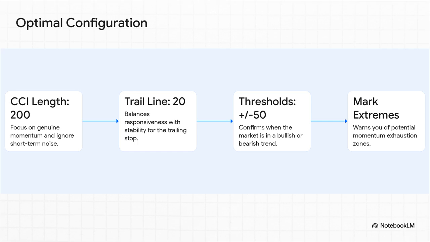Next, the trail line length. We'll keep that at 20. That's kind of the sweet spot for balance. Then, you've got your thresholds at +50 and -50. Think of these as your green light. The CCI has to cross these levels to confirm a trend. And last but not least, make sure you enable mark extremes. This is going to be a huge help for a reversal strategy we're going to talk about in just a minute.